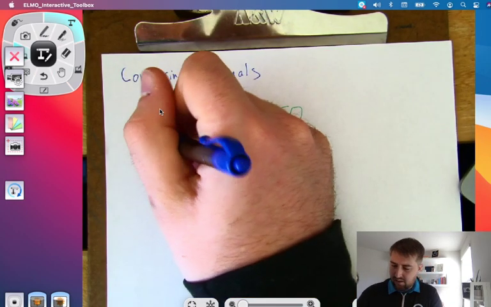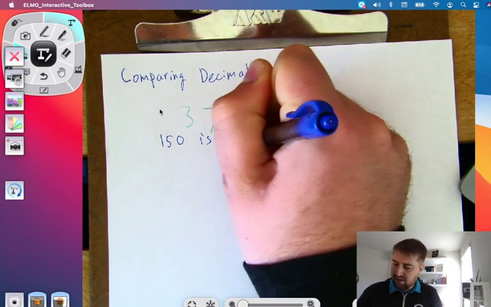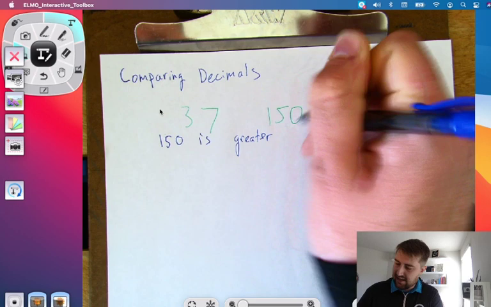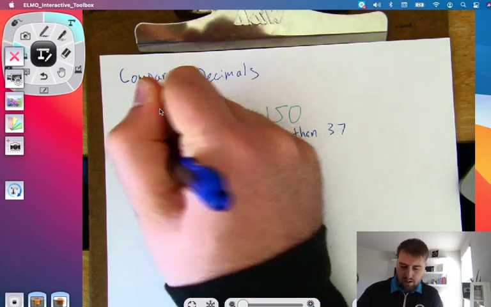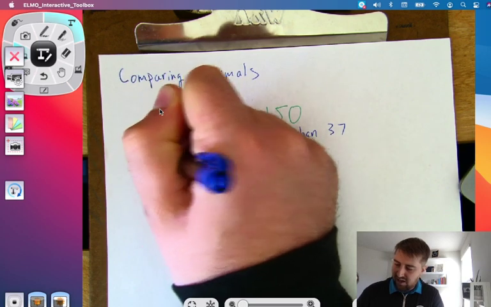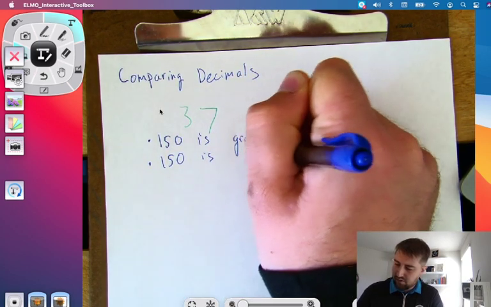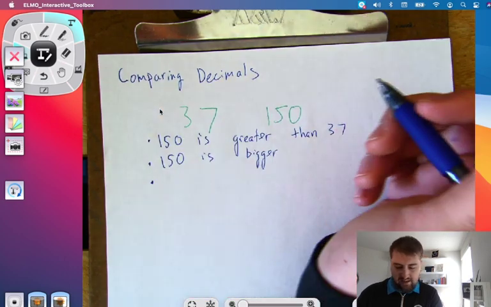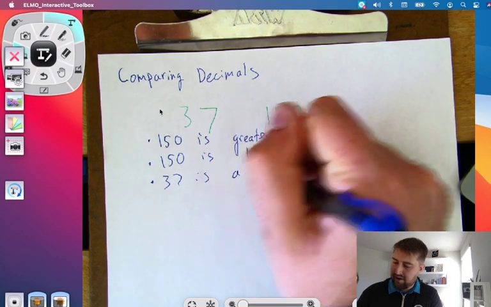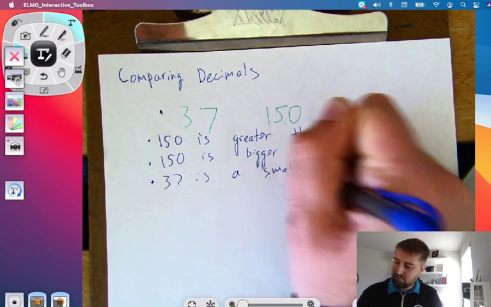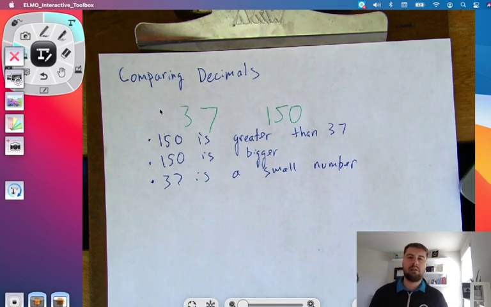So I see that 150 is greater than 37. I see that 150 is bigger. I see that 37 is a small number. I bet you saw all of those three things too.